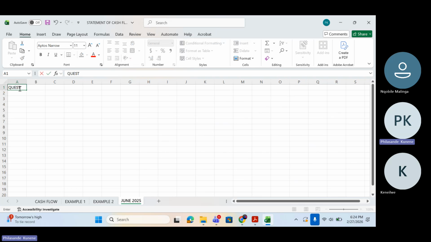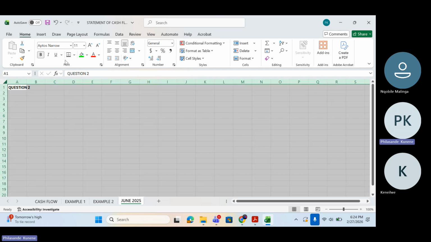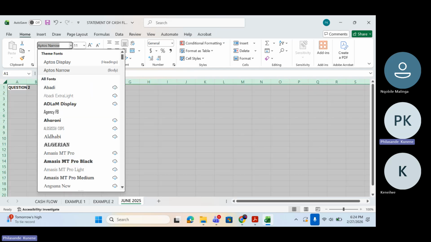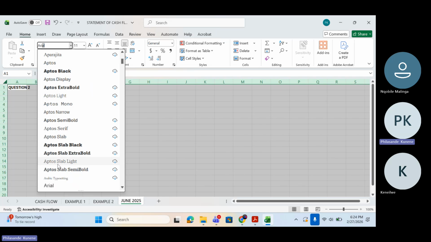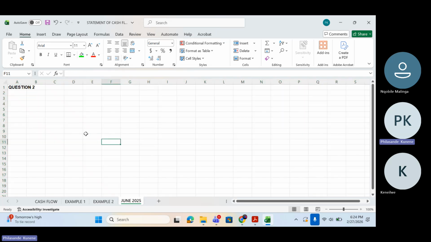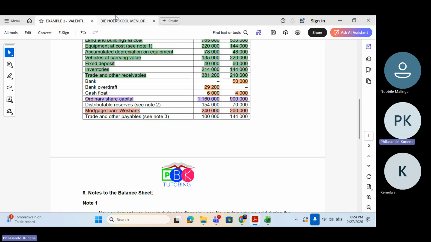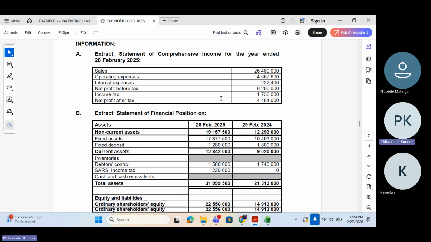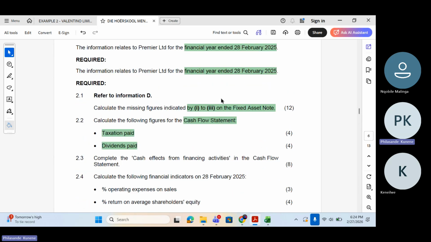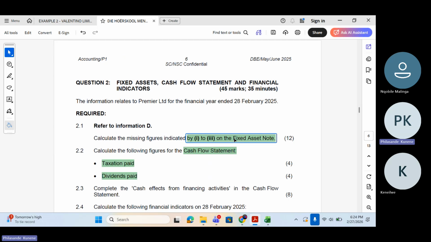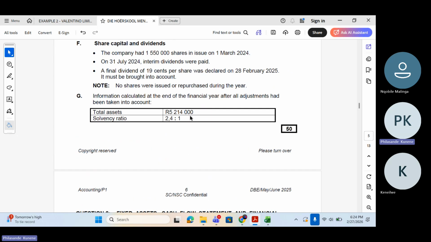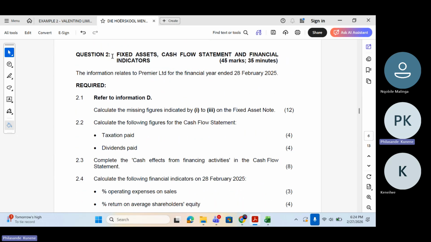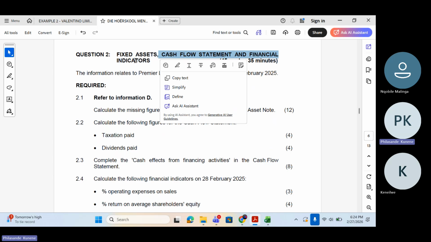So there's question 2 that I want us to do on the 2025 question paper. I want us to look at that question 2, not everything, but only a few amounts, the only few things that I want us to look at there. If you look here, we have this question 2 that is provided to us. This is from the 2025 question paper. We did question 1 for income statement and stuff. Question 2: fixed assets, cash flow statement, and financial indicators.